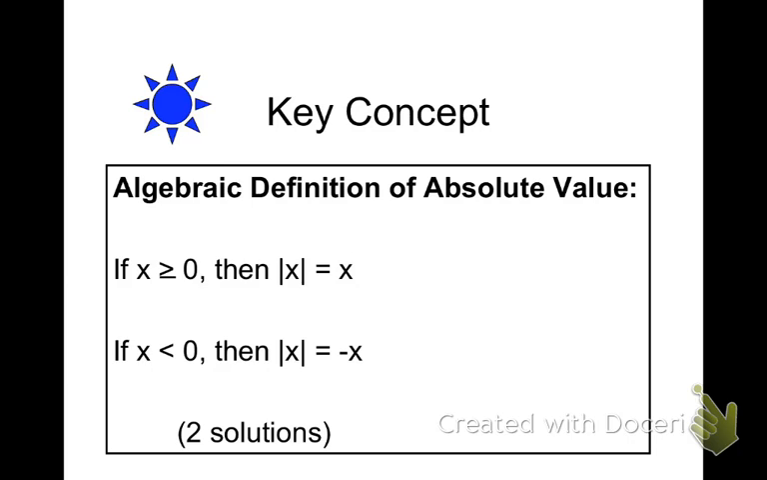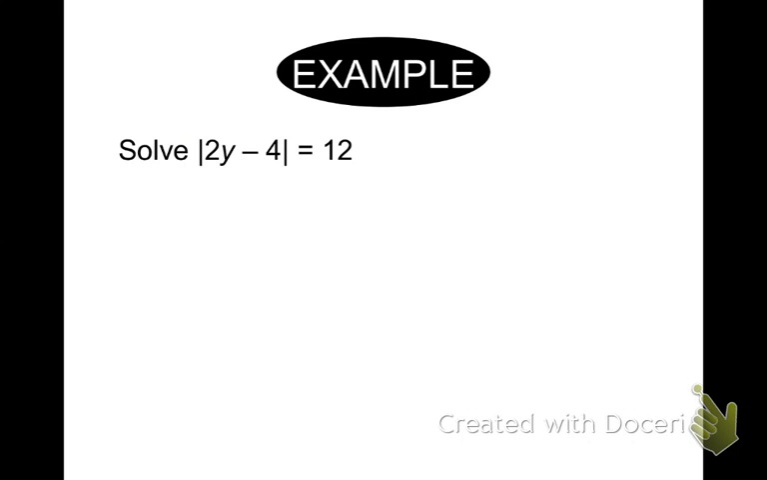And the reason why we need to remember this is because I'm going to end up with 2 solutions. I'm going to end up with 2 points on my graph for the same thing as your solutions. So when you go to make your solutions, you're going to have a positive version and you're going to have a negative version. So here is our first equation. So we have the absolute value of 2y minus 4 equals 12.